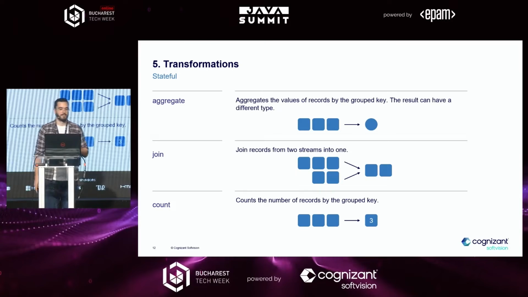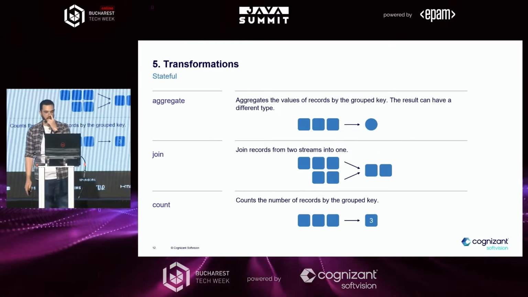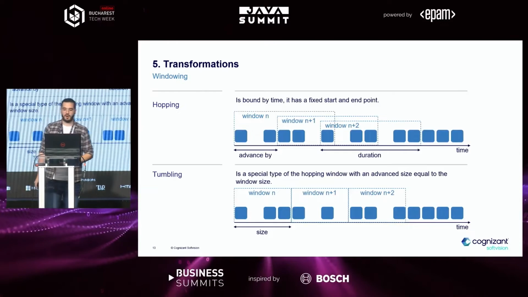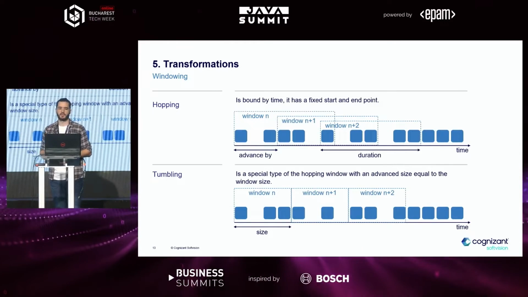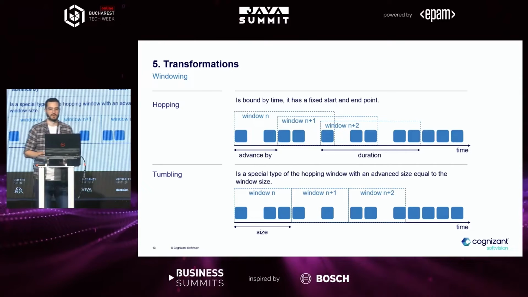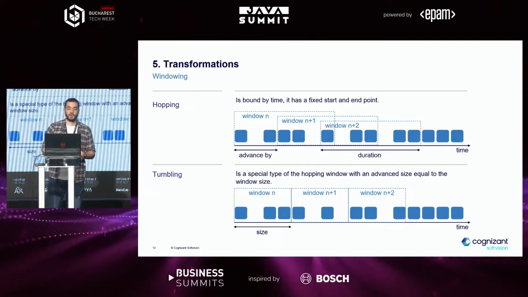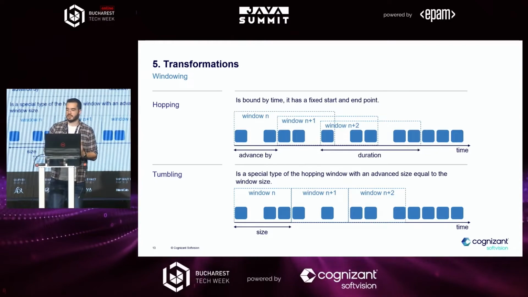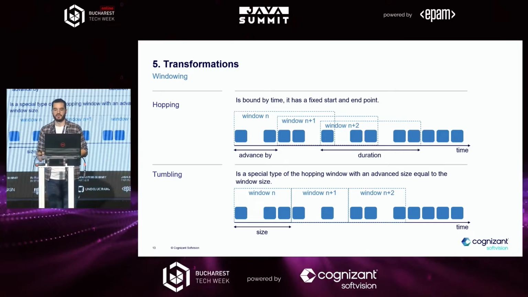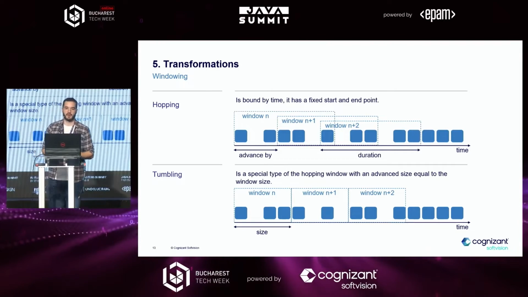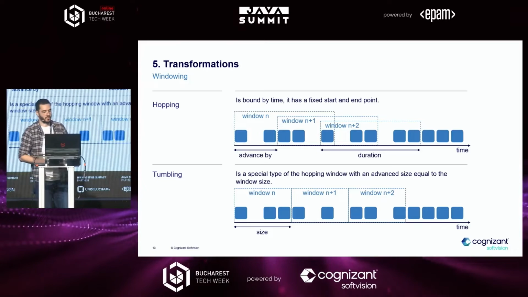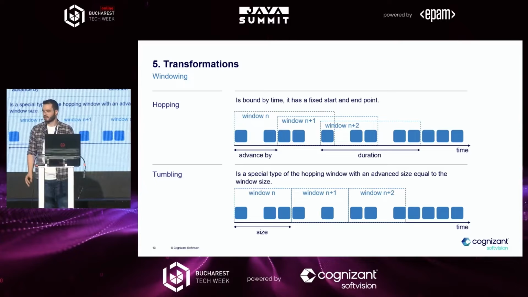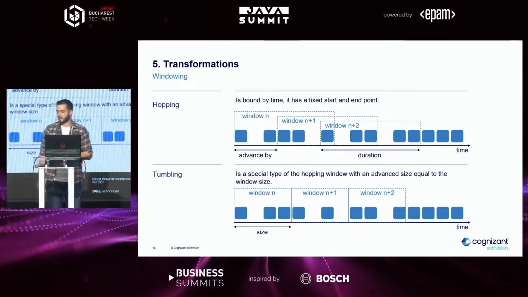There are many other operations available in Kafka Streams, but these are some of the most used ones. Another interesting topic is windowing. Windowing allows us to bucket stateful operations by time, without which our aggregation would endlessly accumulate. A window gives us a snapshot of an aggregate within a given time frame and can be set as hopping, tumbling, session, or sliding. The hopping window is bound by time. It has a fixed window size and a fixed advance by.